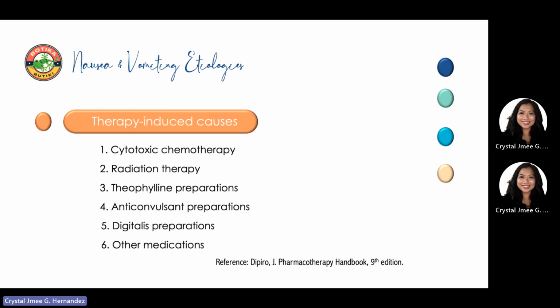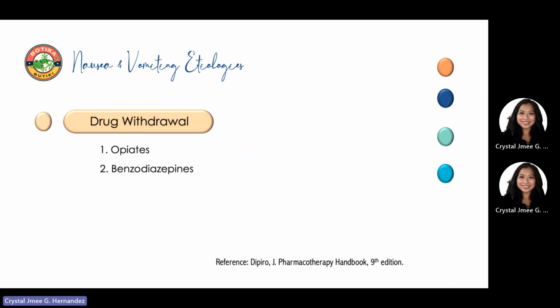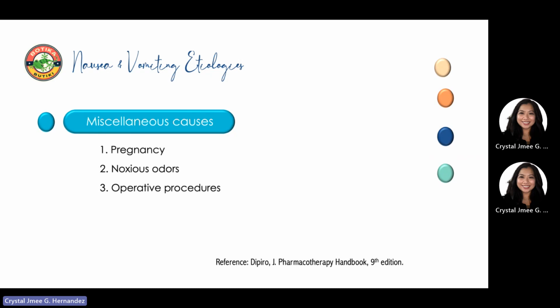Then we have therapy-induced causes. Those are mediated by medications. That's why it's very important that pharmacists monitor and evaluate the nausea and vomiting potential of medications, because they can contribute to non-adherence and non-compliance. We also have drug withdrawal in the form of opiates and benzodiazepines. And then other miscellaneous causes in the form of pregnancy, noxious odors, and operative procedures. So we will have separate discussion for operative procedures, pregnancy, chemotherapy, and balance disorders.